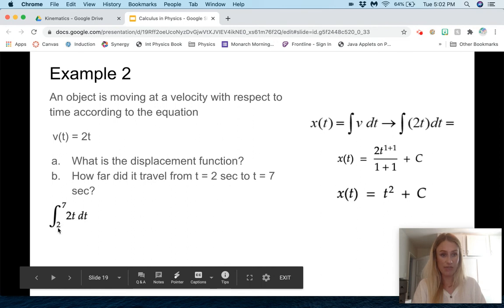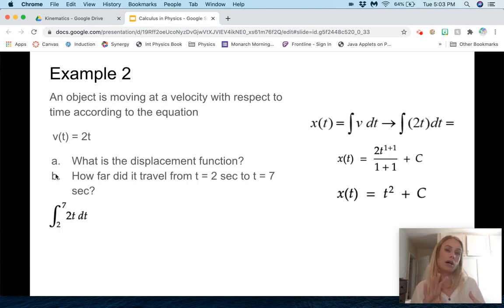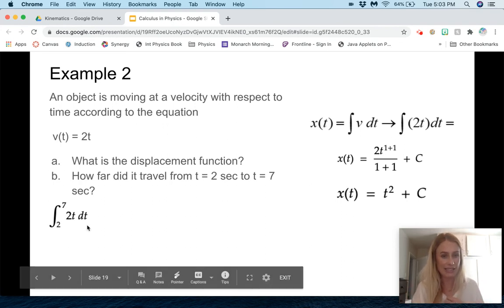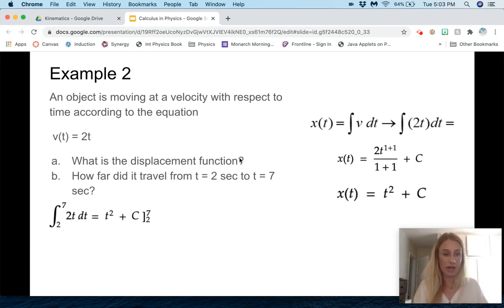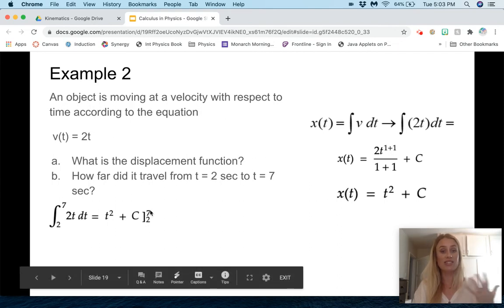So since we're going from 2 to 7 seconds, we actually put these on our integral sign. Sometimes you'll hear them described as parameters, boundaries, things like that. It's just what we're going to actually plug into the equation. So I'll show you what I mean in a second. We already know what the antiderivative of this is because we found it over here. So now we can just plug that in. So we get t squared plus c, and then we're evaluating from 2 seconds to 7 seconds.